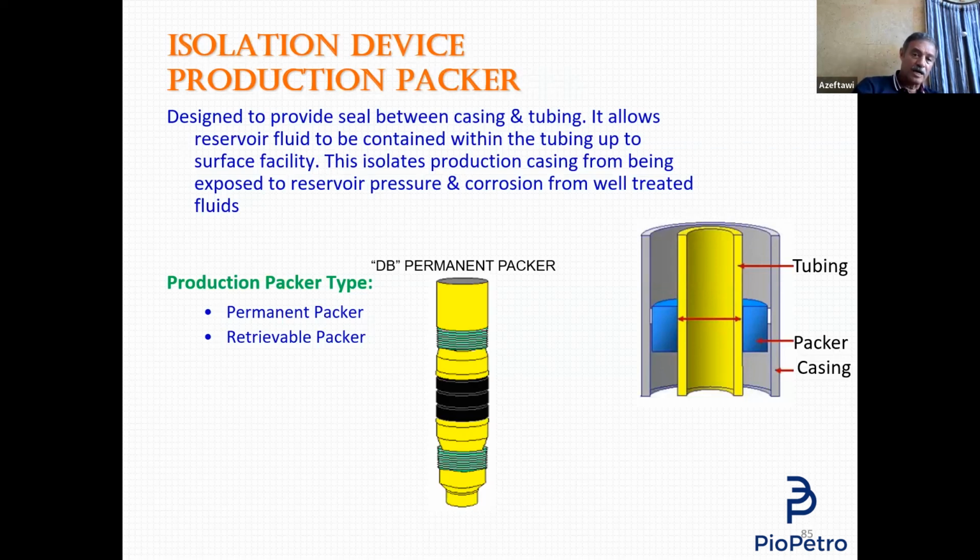Once you set this type of packer, it becomes an integral part of the casing. The only way you retrieve it back is by milling. By milling the upper part, this upper part, you have to mill it. And sometimes you have to mill the whole packer to get it out. The only way to retrieve is by milling. Once you set the packer, you start running the completion.